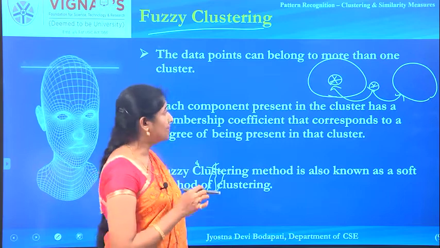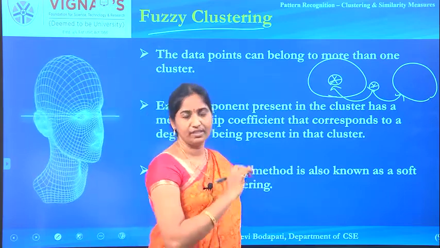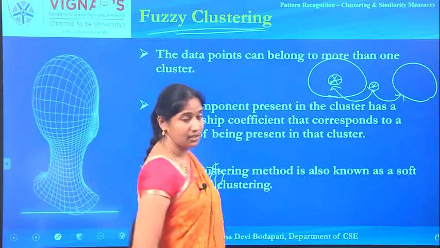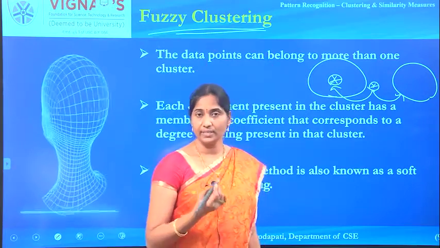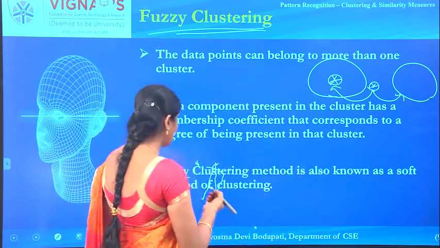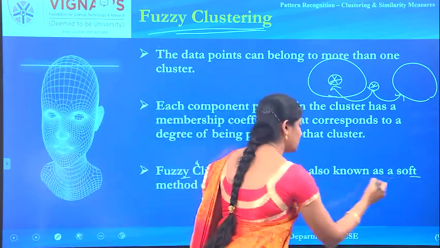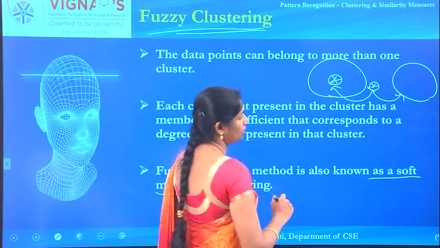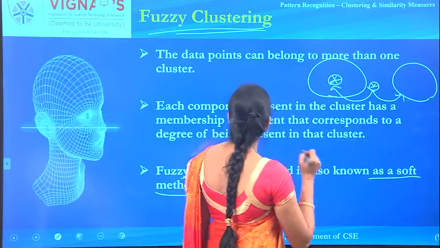So with that assumption only, generally the non-fuzzy clustering algorithms work. But in case of fuzzy clustering, you can assign an object to more than one cluster. That is also known as soft clustering. Such clustering algorithms are known as soft clustering based algorithms. I can give you one example.